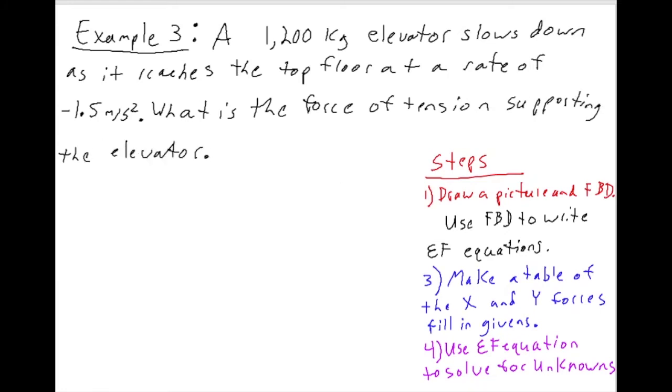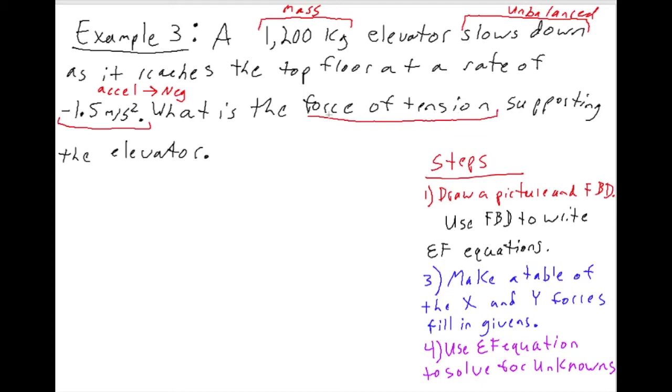So let's look at this problem really quick and see if we can identify any important pieces of information. I see right here 1,200 kilograms. Well, that's referring to my mass, so I'm going to label that. The elevator slows down. Slows down is going to tell me that there are unbalanced forces. It also gives me a rate of negative 1.5 meters per second squared. This is telling me the acceleration, and I can clearly see that this acceleration is negative, which makes sense because my object is slowing down, so it should have a negative acceleration. Lastly, it just wants me to find out the force of tension supporting the elevator, so it's a little hint that in my free body diagram I should have force tension.